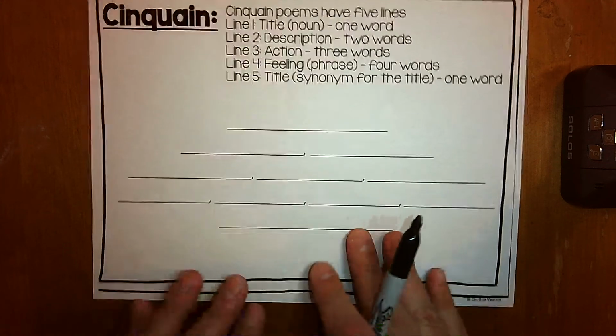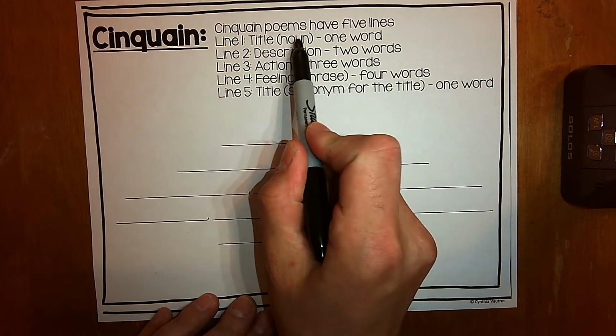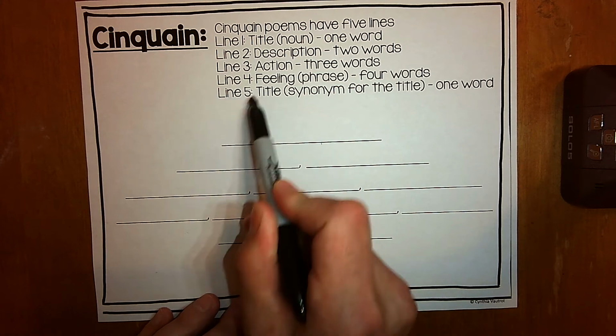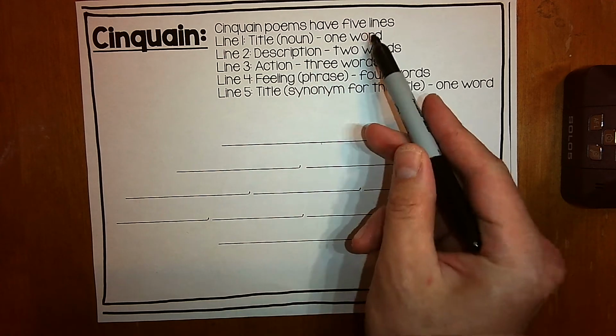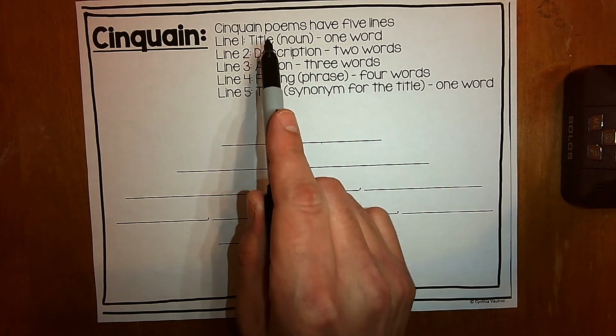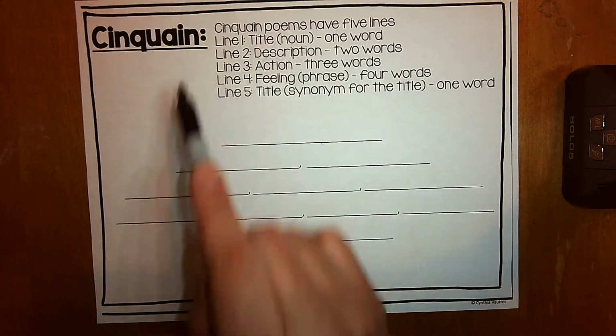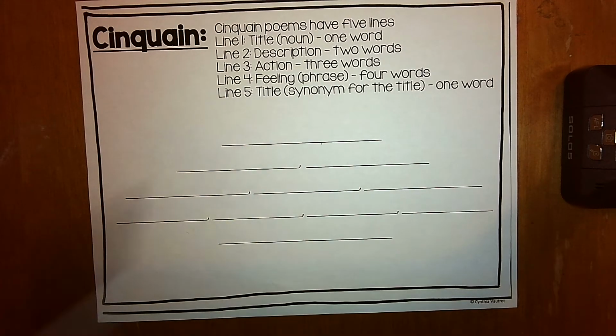So let's see. Line 1 is the noun. Now, line 1 and line 5 are super important. So before you even start your poem, you have to think of what you want to write about. And that will be line 1 and line 5. So line 1, you think of the topic, and line 5, you have to think of a synonym. So before you even start writing, think of what you want to write about.